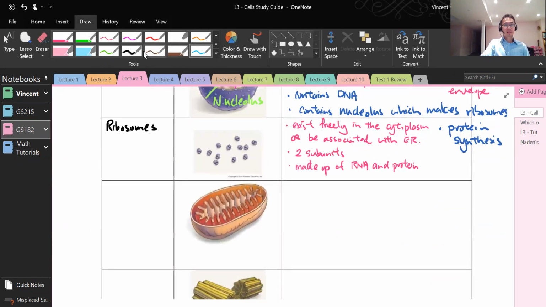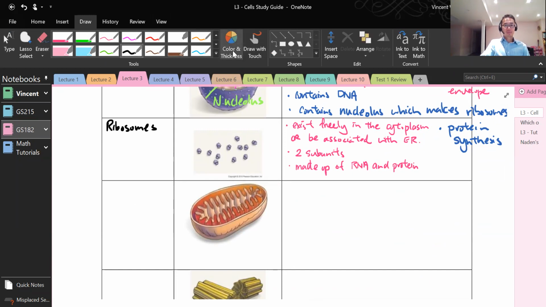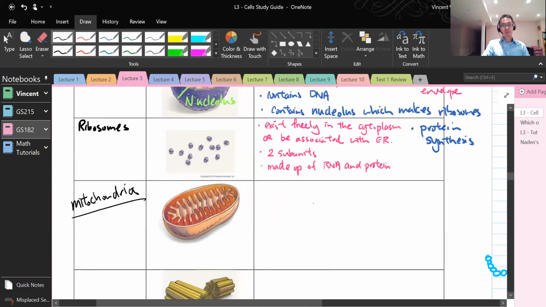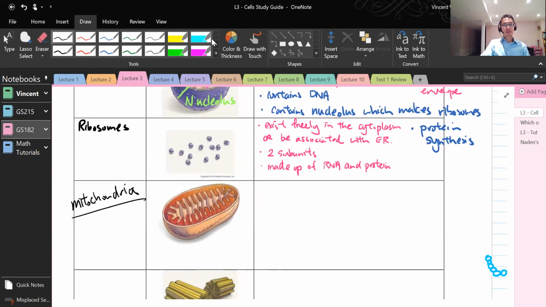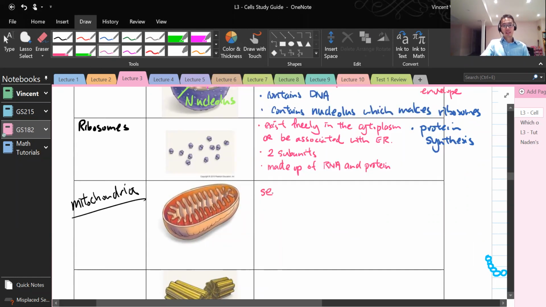Okay, next one, we have the mitochondria. Too thick. Give me a second. Mitochondria. Okay. So what does mitochondria do? Well, the structure we already talked about, so I'm not going to rewrite them. See question 5, for structure.